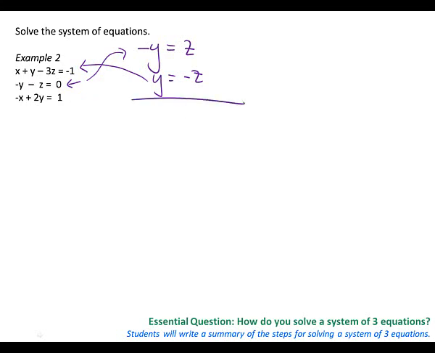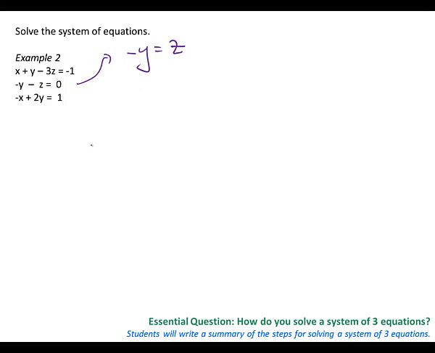So, we've got x plus y minus 3 times, I want to plug in for z. I did it wrong. Let's just do this. Let's start that over. I'm going to solve this one for z. Okay, so we've got negative y equals z. Everybody cool with that? I added the z over. I'm now going to take this and I'm going to plug it in for the z. Is that making sense now?